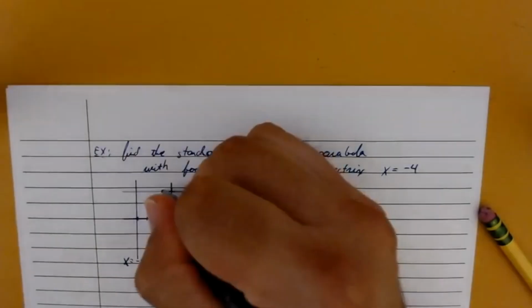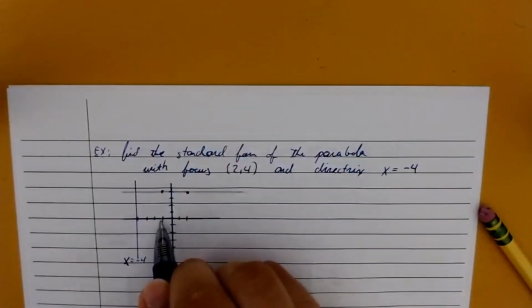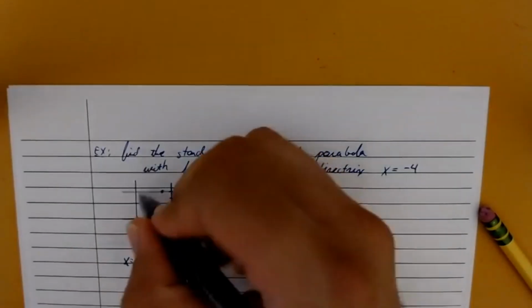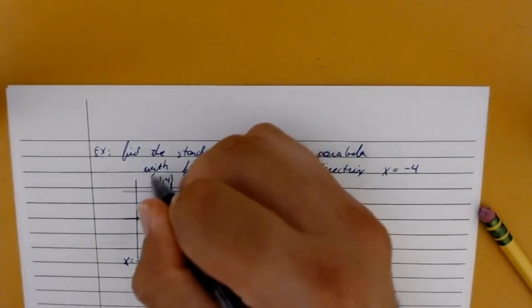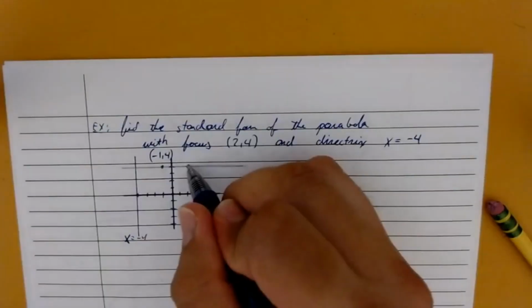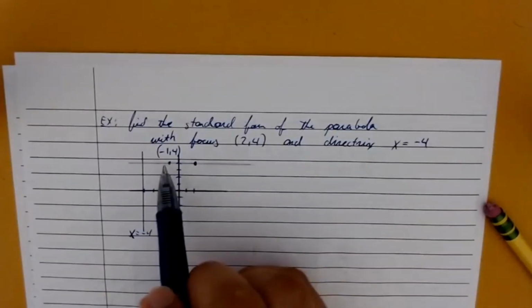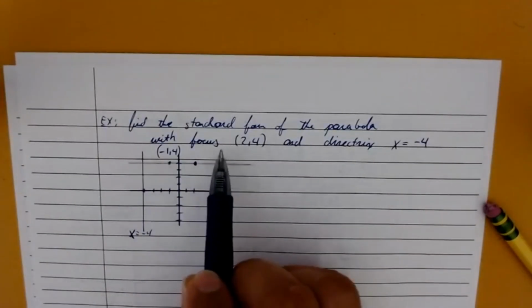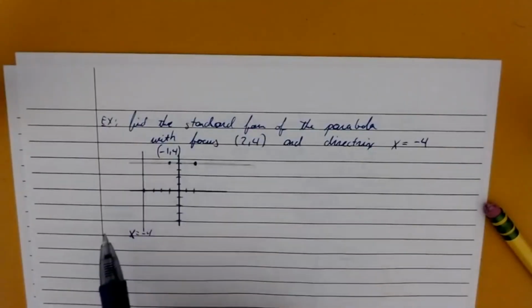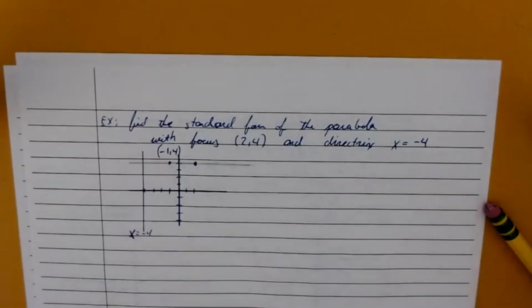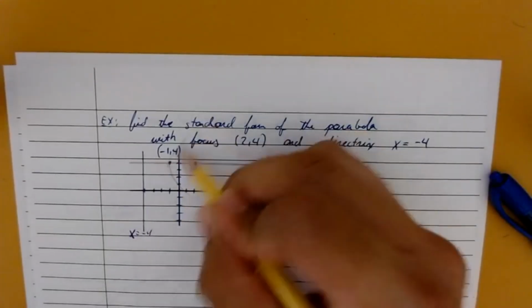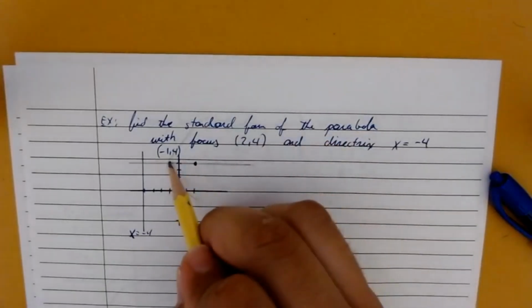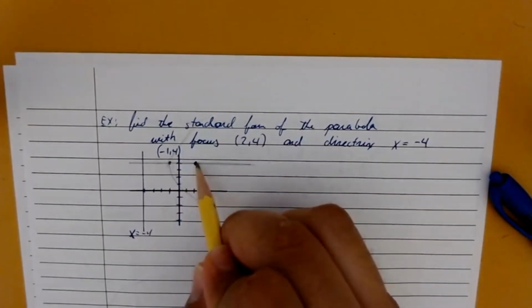Okay, so what is that point? That's the point -1, and then up 1, 2, 3, 4. Our vertex is (-1, 4). So that is the point that is halfway in between the focus and the directrix. Well, that means that our parabola is going to open to the right like this, because after all, that's the vertex, and it's got to open toward the focus.